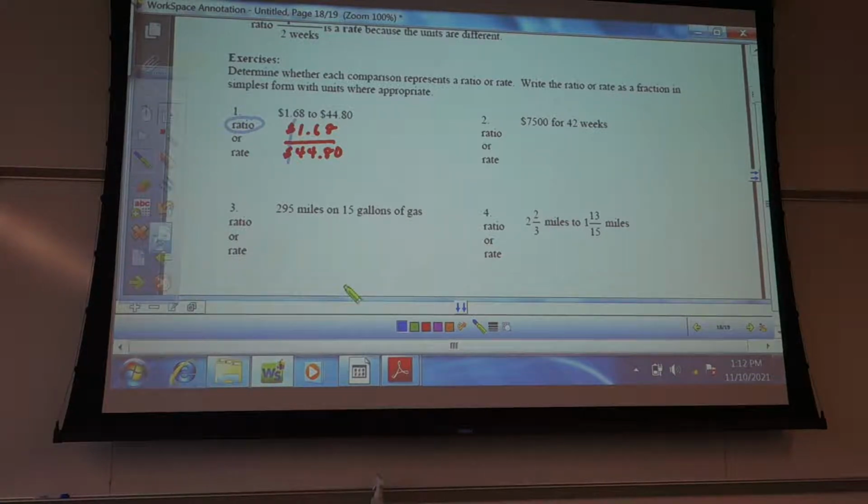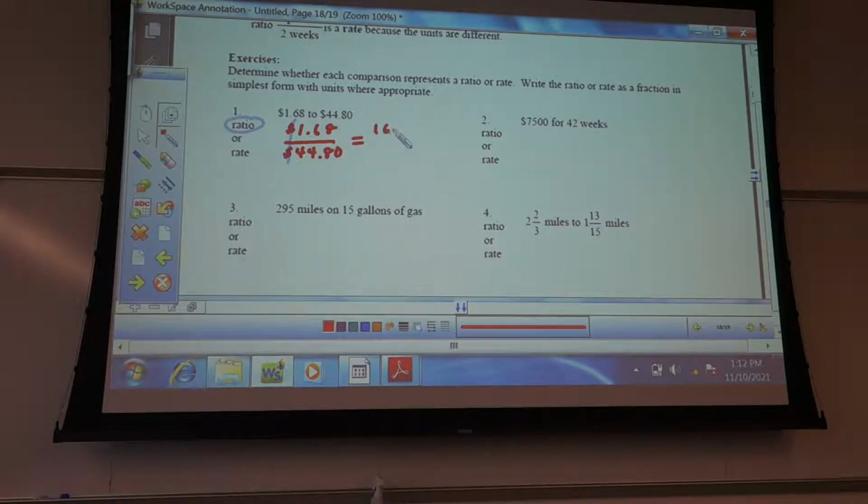Now I need to write it in lowest terms. So first I'm going to do myself a big favor. I'm going to multiply both top and bottom by 100, so I have 168 over 4480. Then I get rid of the decimals, because I hate decimals. Now, what can go into 168 and 4480? Well, they're both even, so they're both divisible by 2.